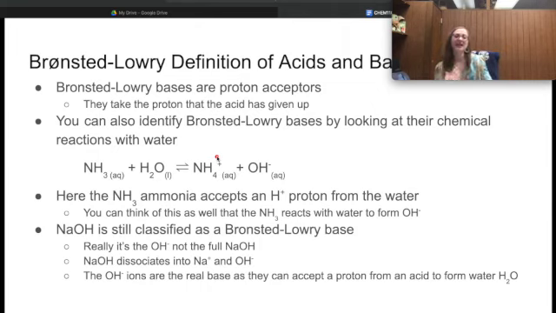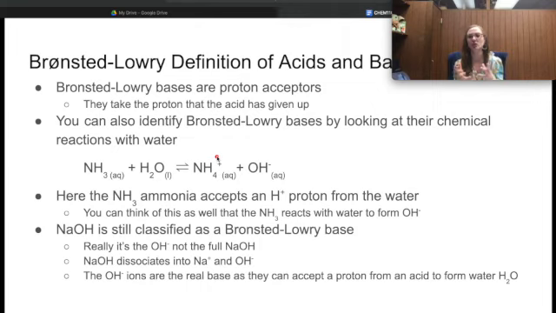I also want to say that NaOH is still classified as a Bronsted-Lowry base. However, really, truly, it's those OH minus ions that are the base, okay? So when you're putting sodium hydroxide in water, remember it's going to fully dissociate into Na plus and OH minus. So it's really these OH minuses in the water that are going to be able to accept a proton from an acid. If the OH minus can take a proton, it'll form water when it does that. And so it's really the base in this situation. And the Na plus just kind of delivers the OH minus.